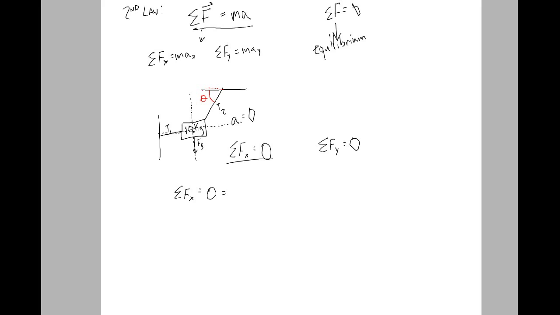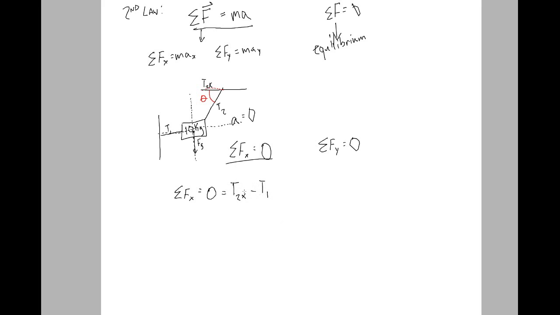If we treat this as a traditional coordinate system, then that means that T1 is going to be in the negative x direction, and this T2x up here is going to be in the positive direction. So the sum of my forces becomes T2x minus T1.